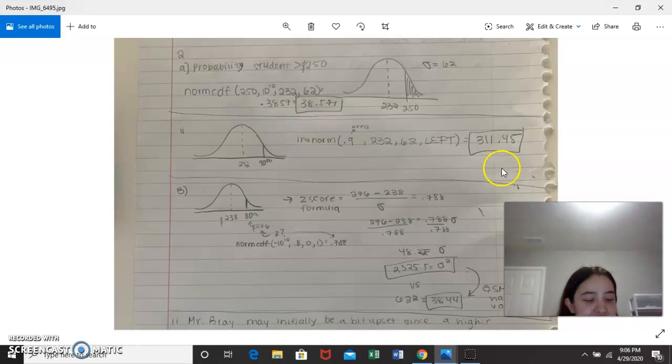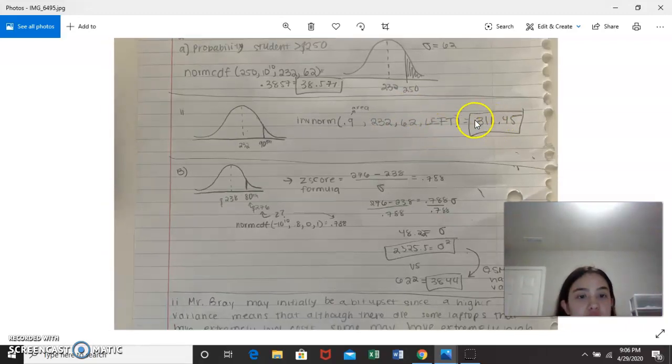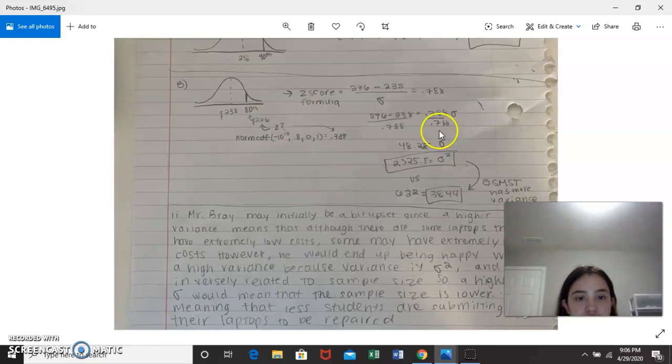For part II, it was asking how much repairs cost for a student who was at the 90th percentile. So I just used inverse norm for this, and the area I set was 0.9 since we were at the 90th percentile. I said 232 as the mean and standard deviation as 62. Both of those were given. And I got $311.45.